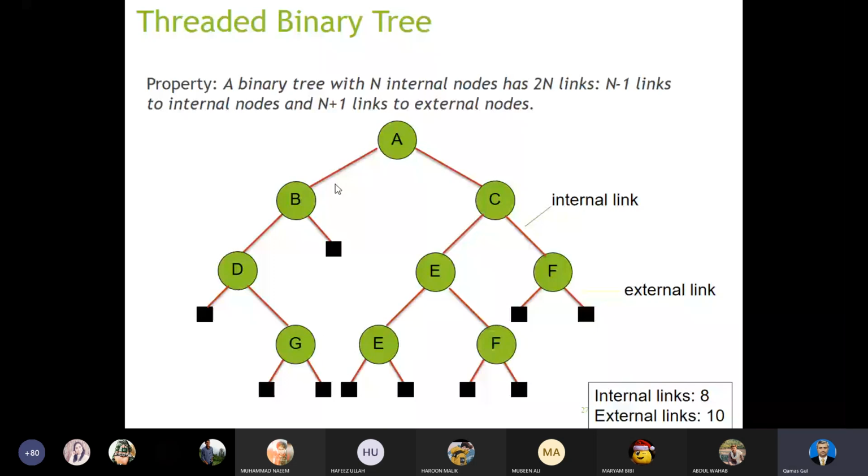Okay, ji, you people have no question. It means you have understood the two properties, and why I'm teaching you these, because these two properties are very important in understanding another kind of binary tree, which is called threaded binary tree. क्या कहलाता है वो? Threaded binary tree.